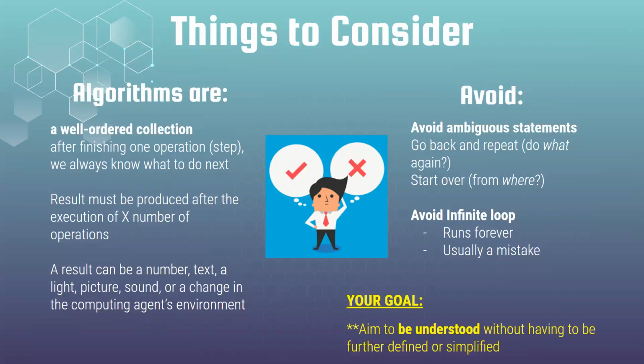Another situation you want to avoid is getting an infinite loop, which is usually a mistake. We will cover loops a little later in this video, but basically this means your program will run on forever, which you don't want to have happen because it essentially makes your project useless. Your goal should always be to be understood without having to explain anything in any more detail than you already have. This means that you want to be as detailed and specific as you can be.